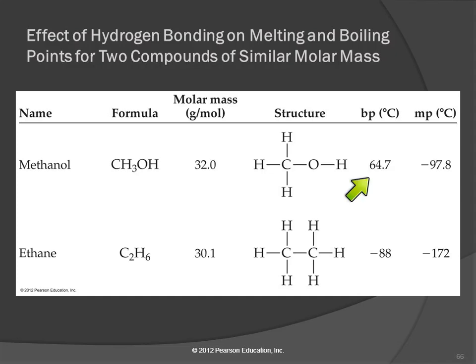But look at the boiling points. Methanol boils at 64.7 degrees Celsius. Ethane boils at minus 88. That's a big difference. Why?